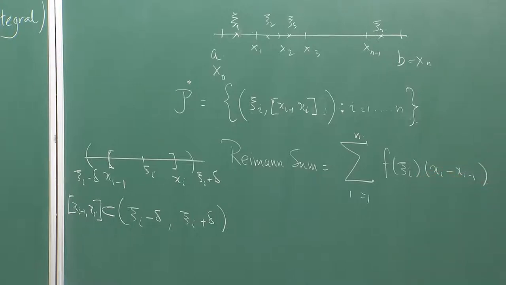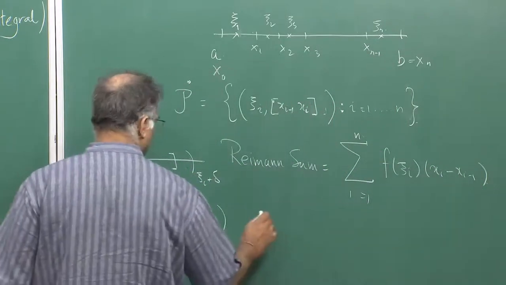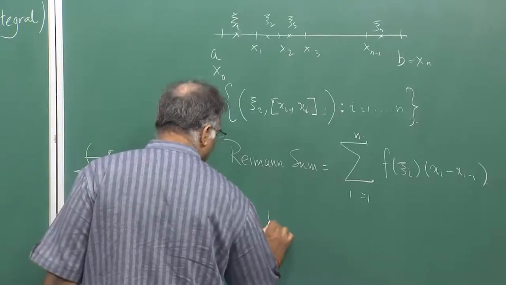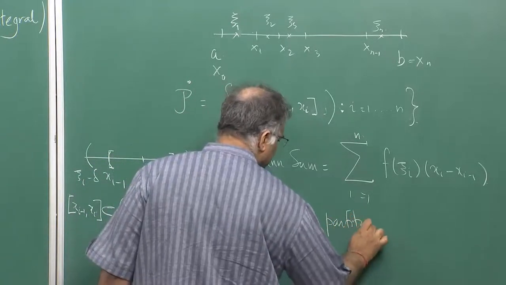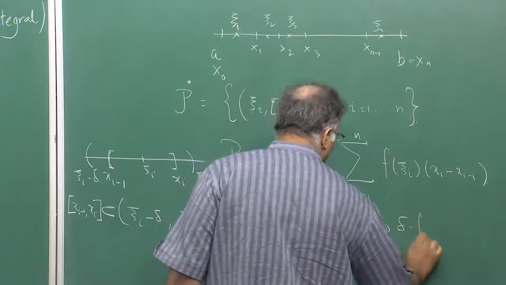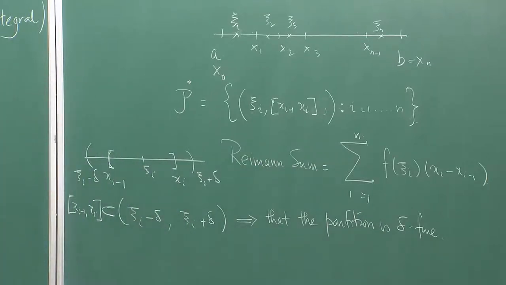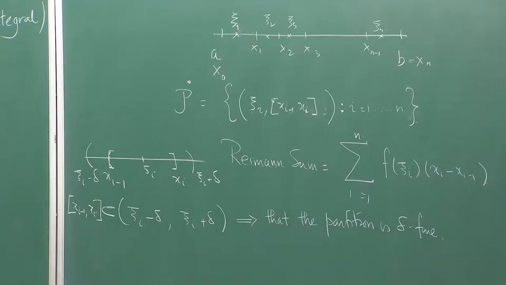If you can do that, then such a partition is called a delta fine partition. So if you can always do that, this would imply that the partition is delta fine. What is the meaning of partition with delta fine? The length of the largest interval is less than 2 delta. That is simply this. This is a big name given to a very simple thing. The mathematicians are very capable of doing such things. So, essentially you are controlling this.